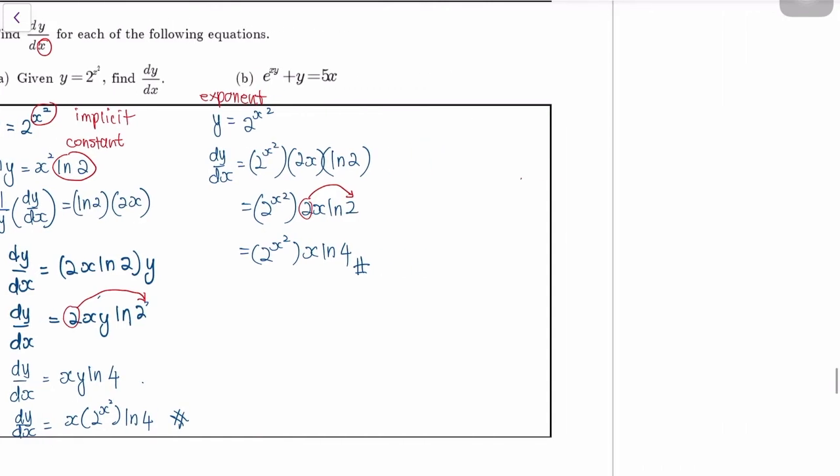Now moving to question B. So we have e to the power of xy plus y equals 5x. Okay, again this one kita akan buat implicit because we don't have y as subject. So differentiate e to the power of xy. So copy, then differentiate power, so differentiate xy, ln base e, plus, then differentiate y will get dy over dx. Differentiate 5x will get 5.